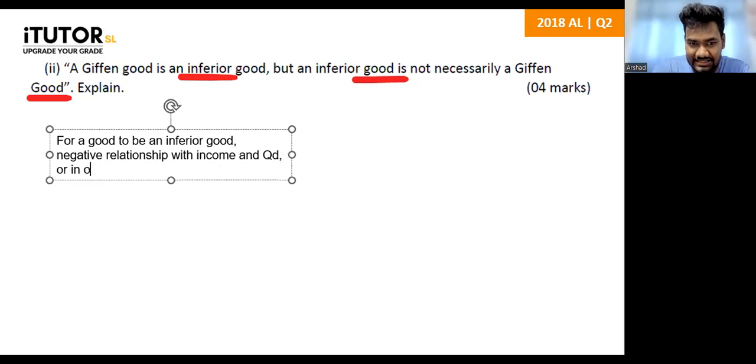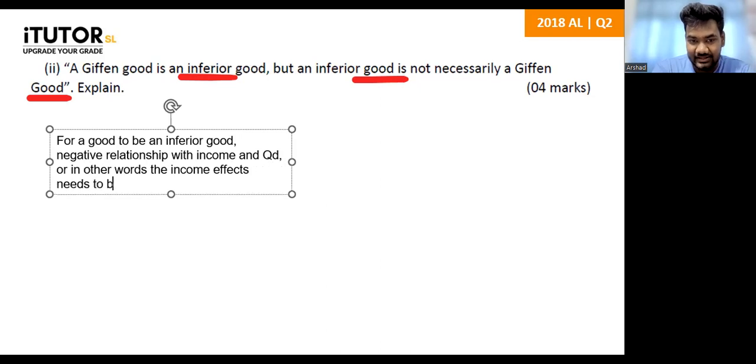Or in other words, the income effect needs to be negative. That is the condition for a good to become an inferior good. So if any good is to become an inferior good, there needs to be a negative relationship between income and demand. So if your income increases, you will buy less of it. If your income decreases, you will buy more of it. That is what you call an inferior good.